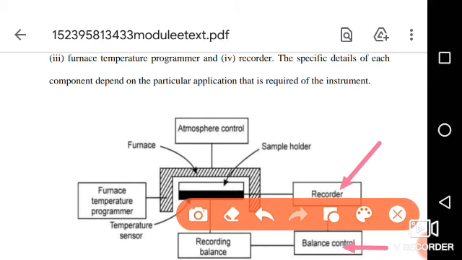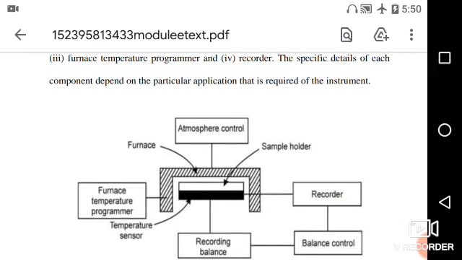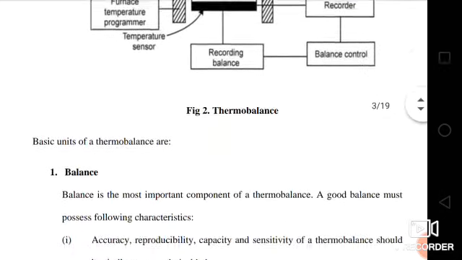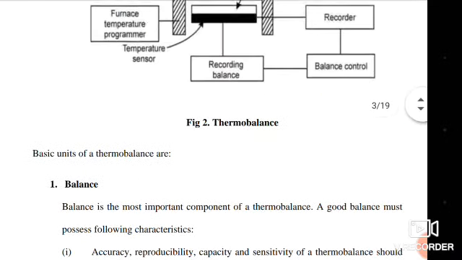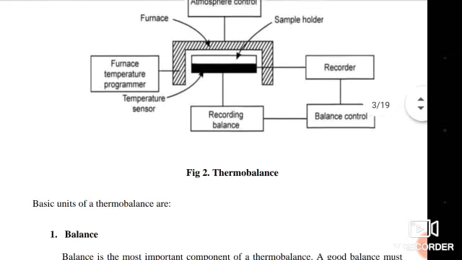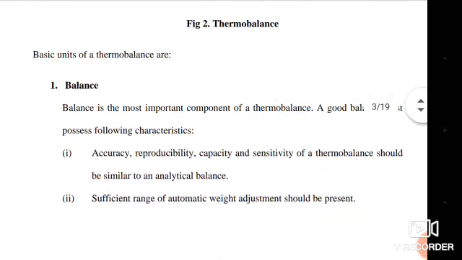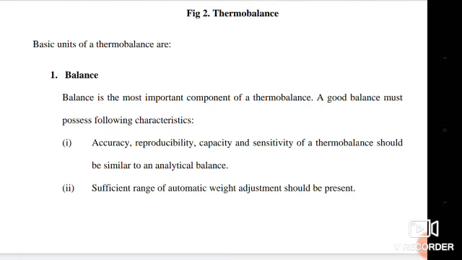So see in detail one by one part of this thermobalance. So let's start with this instrument. The basic units of thermobalance are, this instrument is known as a thermobalance. So first is the balance. Balance is the most important component of the thermobalance. A good balance must possess the following characteristics.